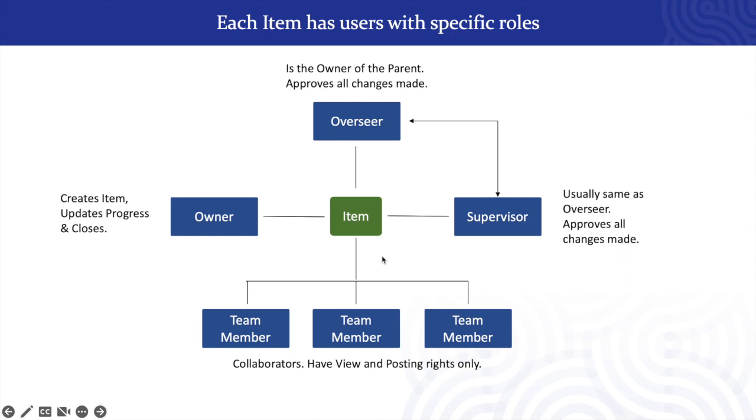So just to summarize, every action in the system is called an item. An item has an owner. Every item will also have a supervisor and an overseer, which the owner will determine, and every item will also have a certain number of team members, which are again specified by the owner. So these are the people who are involved with every item, and these are the specific roles associated with each of them.